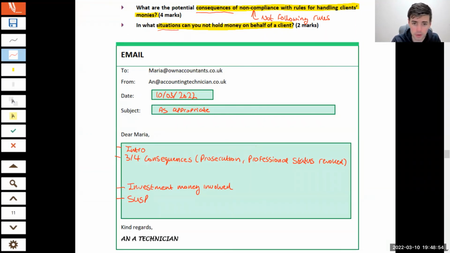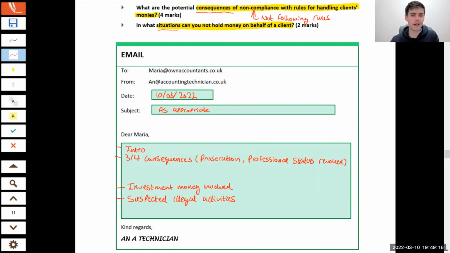Probably going to spell it wrong now, aren't I? Let's change that. I'm going to make a fool of myself. So we can suspect that the money has come from illegitimate gains. I put suspected. I'm an accountant, not an English teacher.